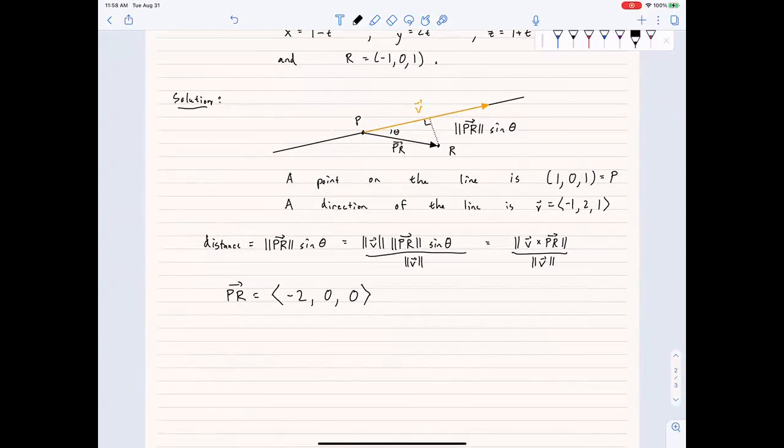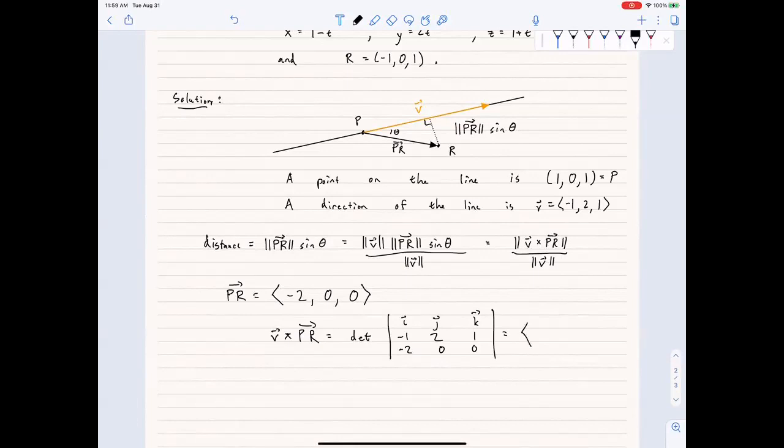Good. So now we just need to compute. Do we have everything we need? We have PR, we have V, and this is what we need to compute. So let's take V cross PR. This is going to be given by the determinant of this 3 by 3 matrix, where remember we put I, J, K in the top row. We put V in the second row, which is -1, 2, 1. And we put PR, -2, 0, 0, in the bottom row.